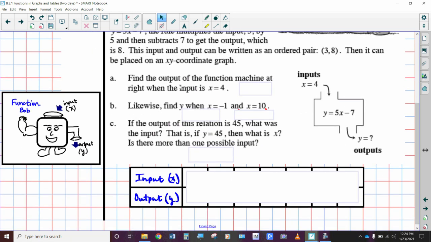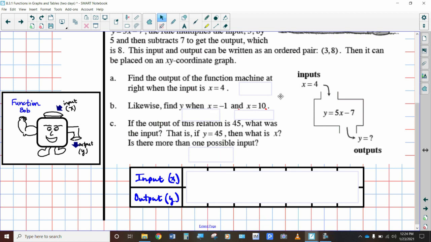All right, so let's answer these questions. It says find the output of the function machine at the right when X is equal to 4. So what I'd like you to do is read through these 3 questions and pause this, and answer them and declare your answers. It doesn't tell you to set up a table, but I set up a table of values that can help us estimate what the value for C would be. So go ahead and pause and see if you can figure out these answers.